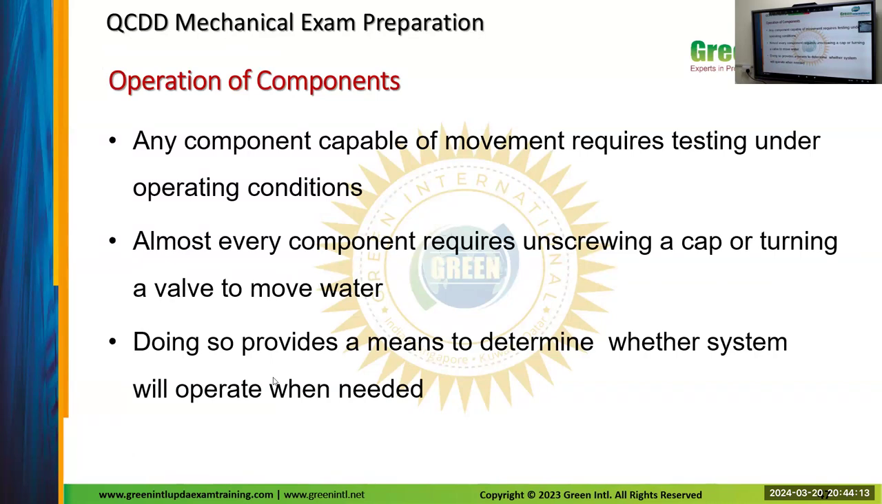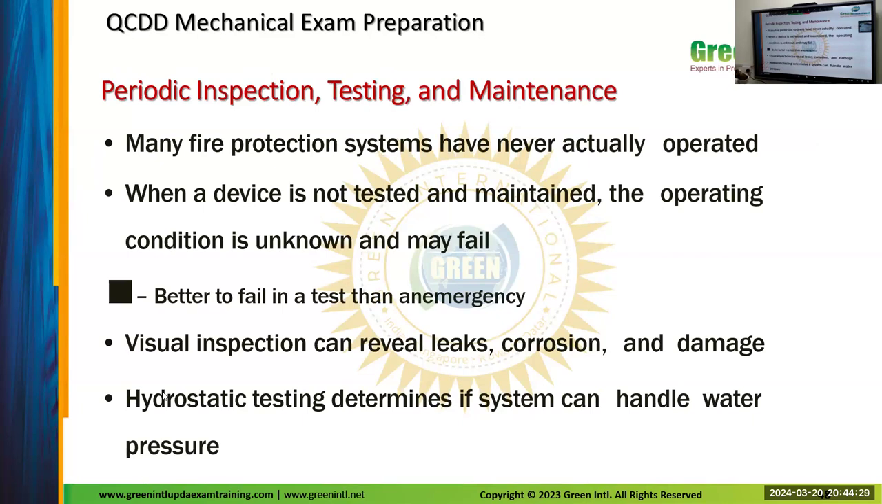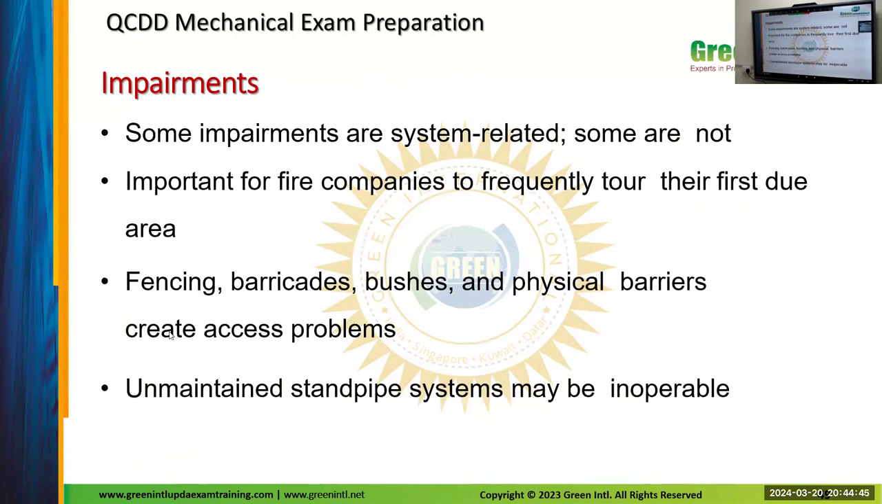Operation of components. Any component capable of moving requires testing under operating conditions. Almost every component requires unscrewing a cap and turning a valve to move water. Doing so provides a means to determine whether the system will operate when needed. Periodic inspection. Many fire protection systems have never actually operated. When a system is not tested and maintained, the operating condition is also unknown. This is a common term. Okay. Impairments. What is impairments?